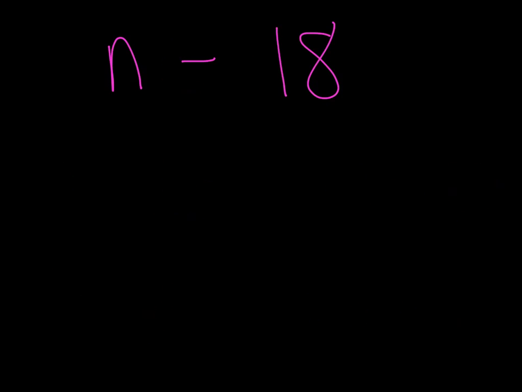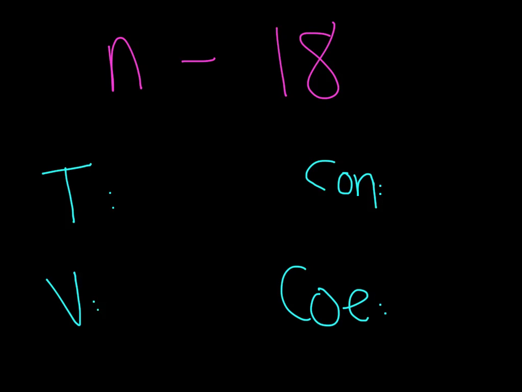Okay, what about something like this? n minus 18. Let's get this set up. I'm looking for terms, variables, constants, and coefficients. Okay, the operation sign happens to be subtraction. It's separating n and 18, so those are my two terms, n and 18. My variable, I see a letter, and it is the letter n.